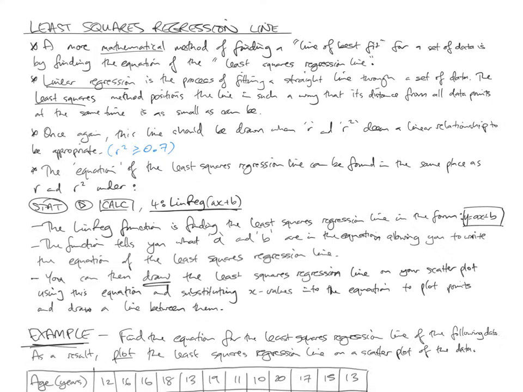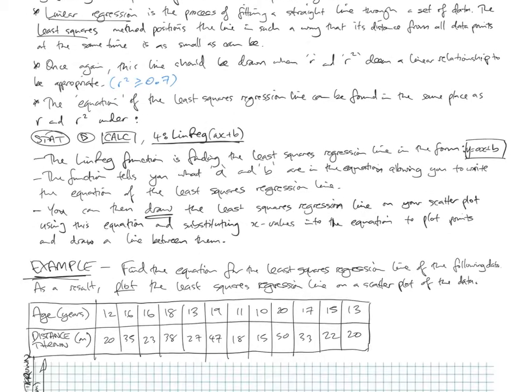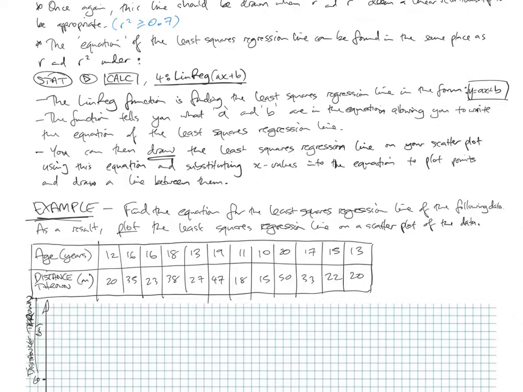I've never explained that before, but that LinReg function is finding the least squares regression line in this form, y is equal to ax plus b. That's why it's got ax plus b in brackets. The function itself tells you what a and b are, along with r and r squared, which we've been using previously. It tells you what a and b are in the equation, and that allows you to write the equation of the line, the least squares regression line. Once you know the equation, you can then draw the least squares regression line in your scatter plot.